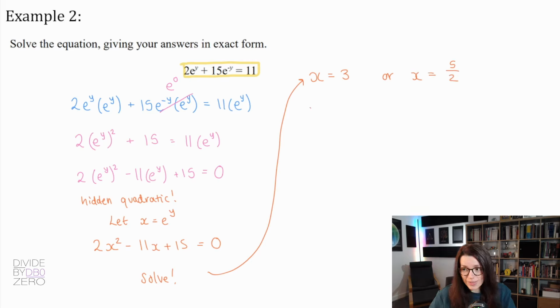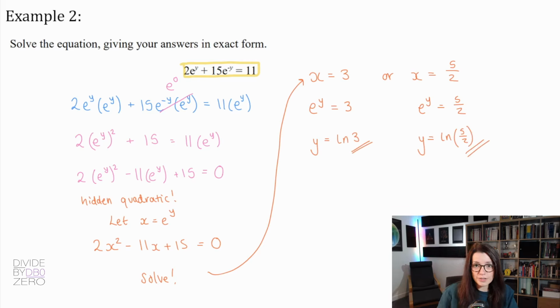That's useful because now we can say that e to the power of y equals 3 or e to the power of y equals 5 over 2. And finally, we can get y by taking ln of both sides. So y would be equal to ln 3 or y would be equal to ln 5 over 2. Both of those are valid because neither 3 nor 5 over 2 are negative.